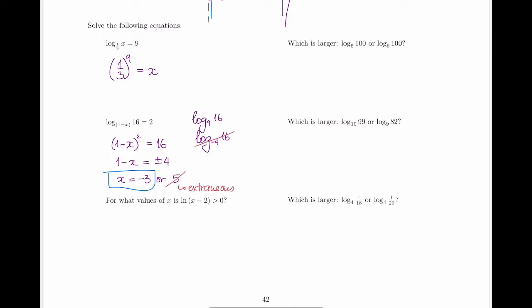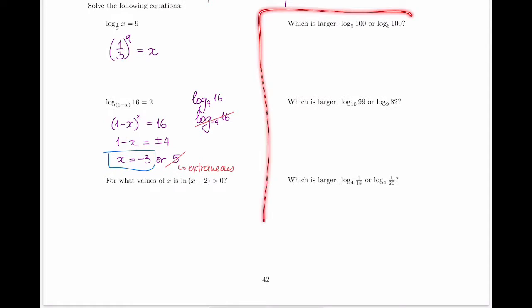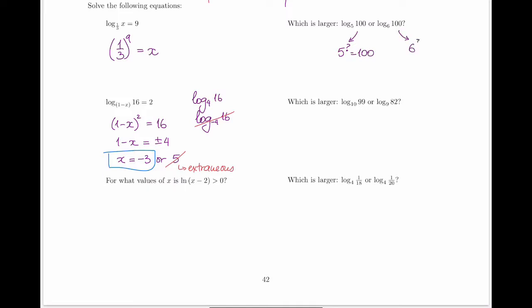Let's take a look maybe at these 3 examples next, of comparing logarithms but without using the calculator. So here I have logarithm base 5 of 100 versus logarithm base 6 of 100. Again, utilizing the exponential form here will be useful. So the first logarithm says this is the power to which I have to raise 5 to get 100, versus the logarithm base 6, which is the power to which I have to raise 6 to get 100.